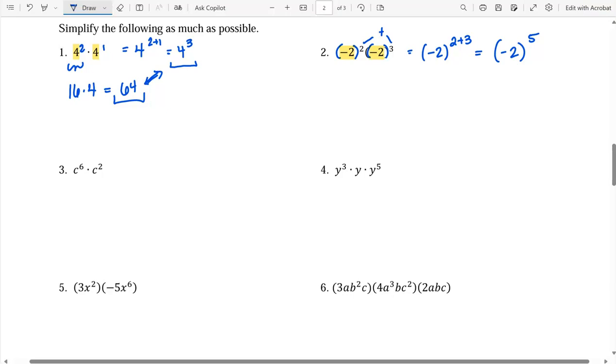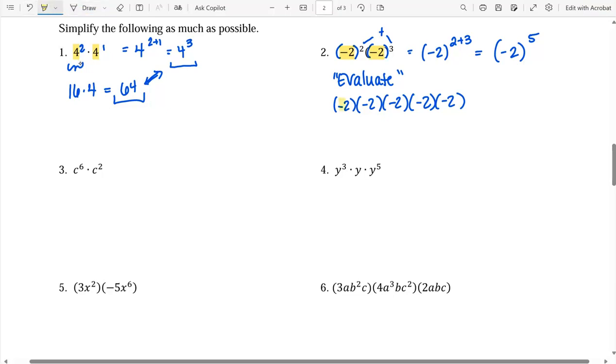If I was asked, I could actually go ahead and evaluate that. To evaluate it, that just means go ahead and multiply it all together since everything is numbers. So I have negative 2 times negative 2 times negative 2 times negative 2 times negative 2. There's 5 of them.